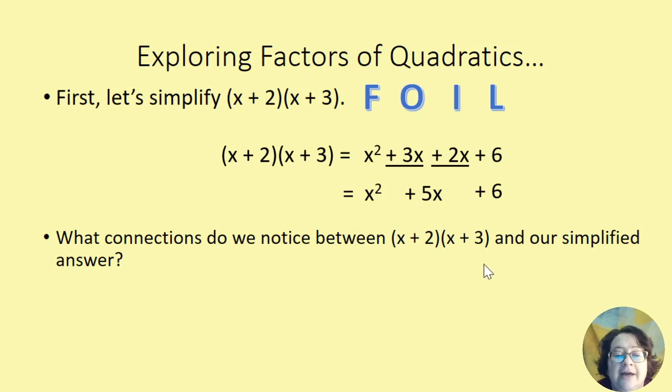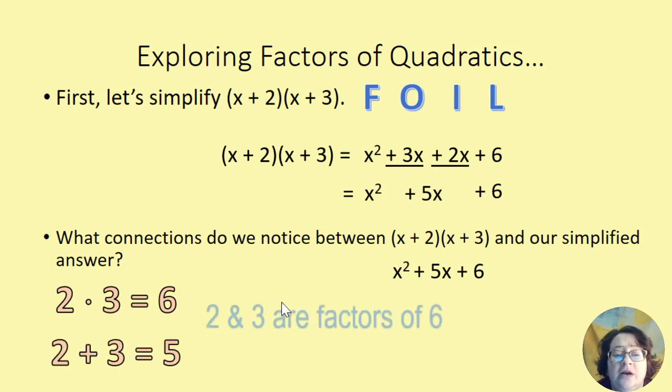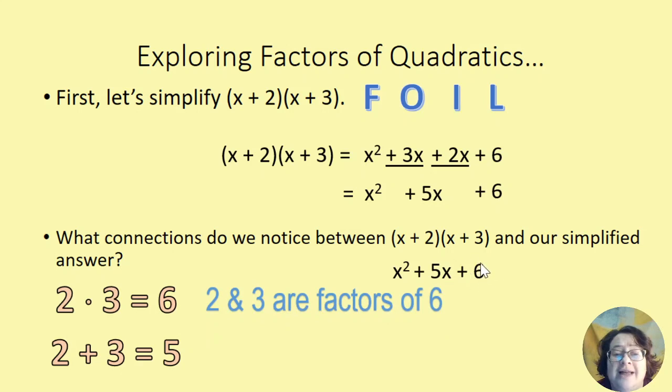So let's look at our factors and our answer and see what we can see in common. Well, I noticed that 2 times 3 is 6. And I also noticed 2 and 3, well, they can add together to give us 5. So our 2 and our 3 are factors of 6, which is our last term here. And 2 and 3 add to get 5, which is our middle coefficient of x.